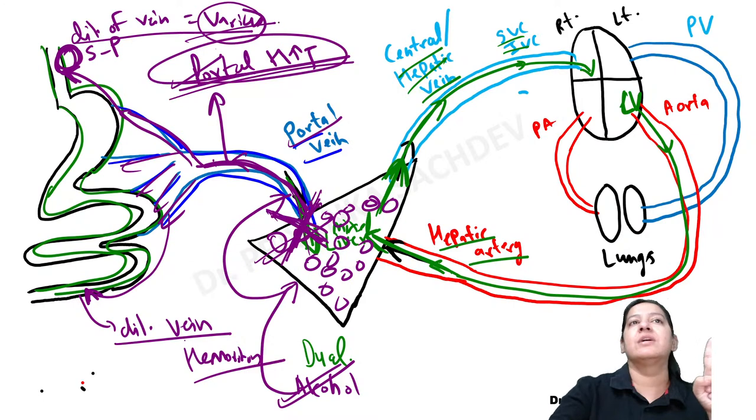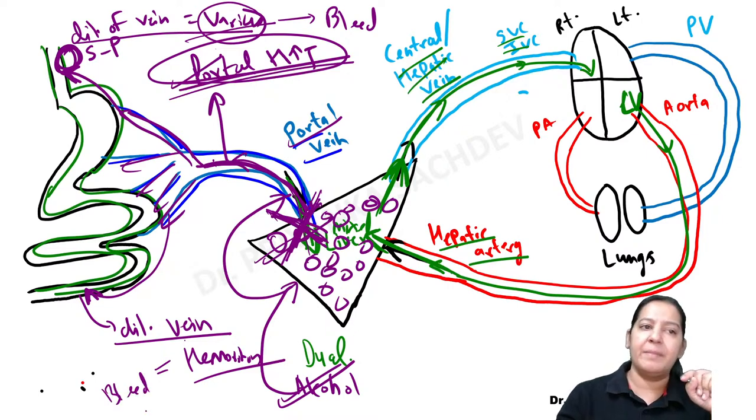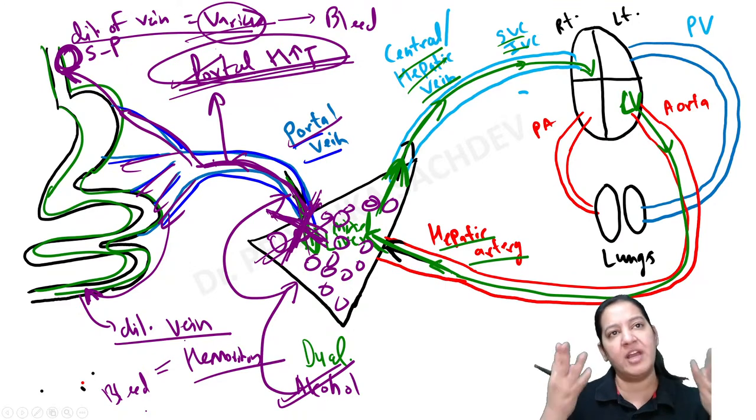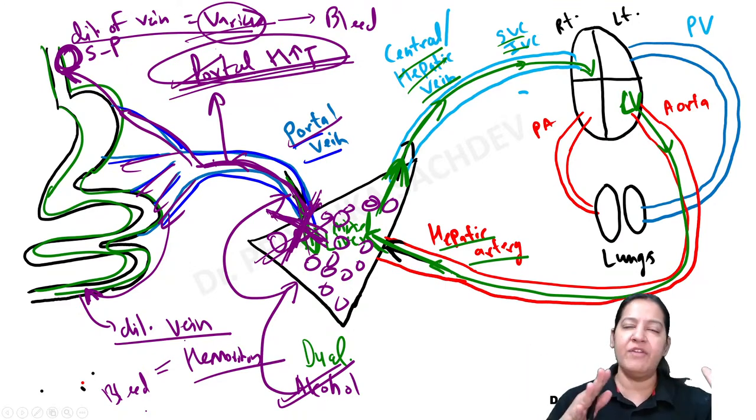And they bleed. The esophageal varices also bleed, so the blood comes in the vomiting, and hemorrhoids also bleed, so the blood comes in the stools. So bleeding is a tendency. When the vein is dilated, it will rupture and bleed. So depending on the location, if it is in the esophagus, the blood will come in the vomiting. If it is in the anus, it will come in the stools.